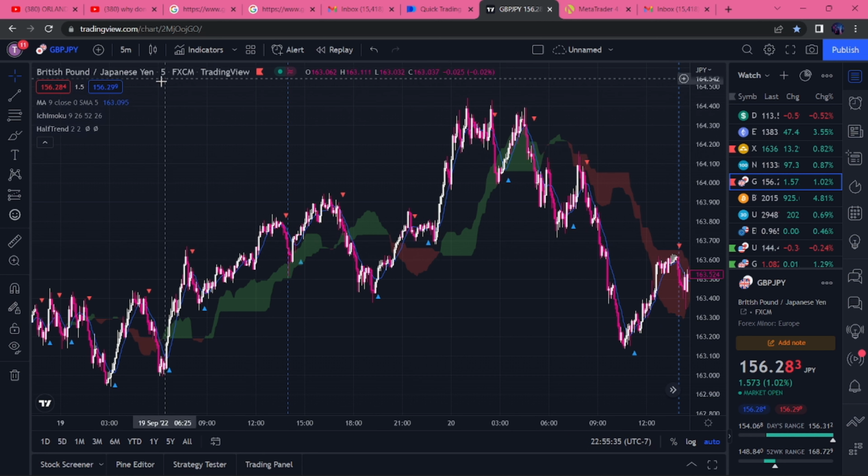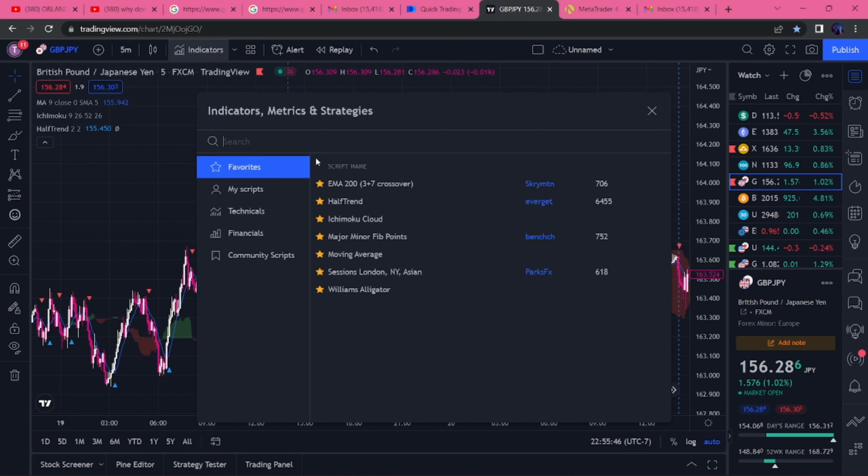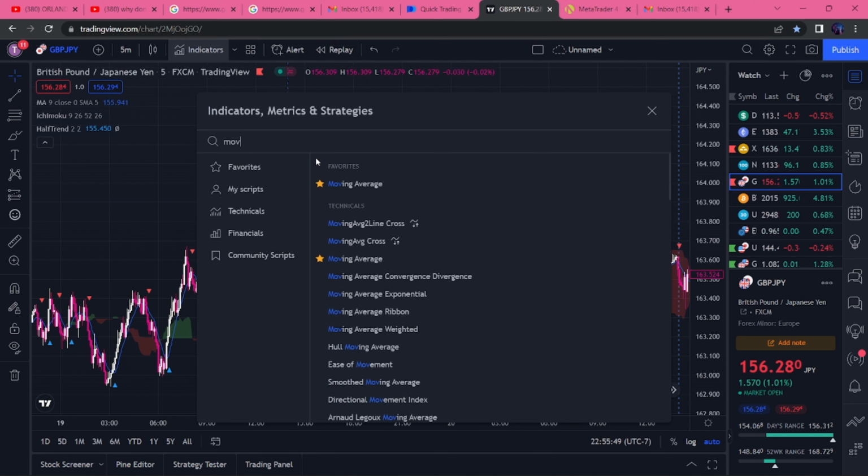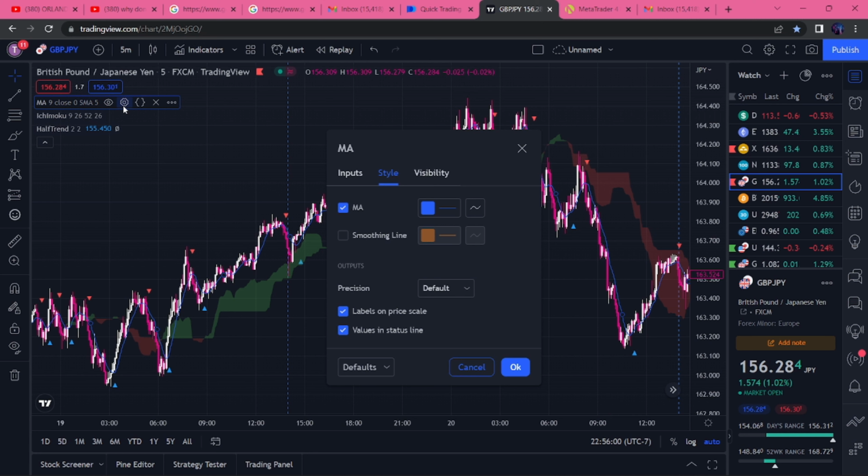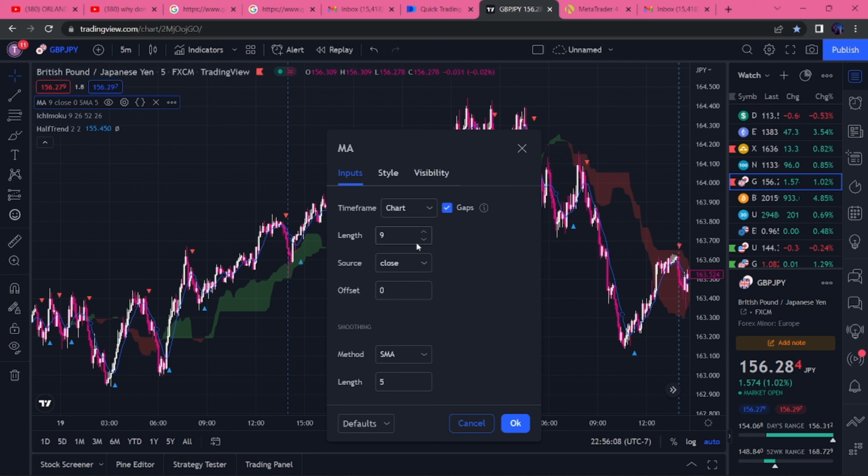Now we're going to get into our indicators. First indicator you're going to need is a moving average. If you don't know where your indicators are, they're right here. Click it and you're just going to search up moving average. So right here, it's already in my favorites, but you would go down here and click on it. From your moving average, you're going to go to the settings and you are going to go to inputs. Sorry, you're going to go to inputs, and if it's not already on 9, you're going to change it to 9. All right, and then go to style.